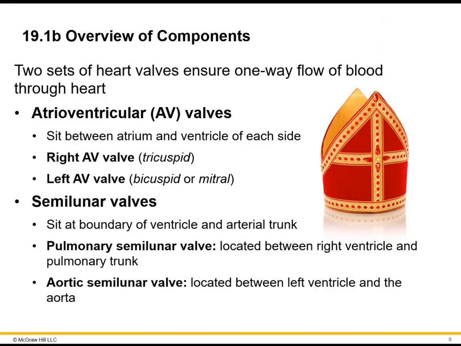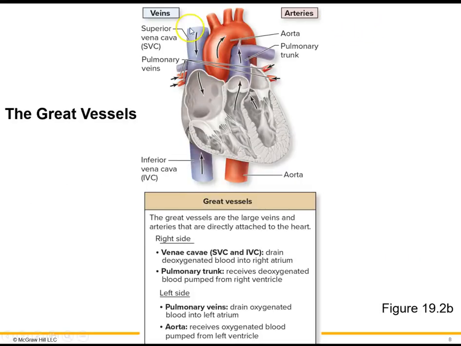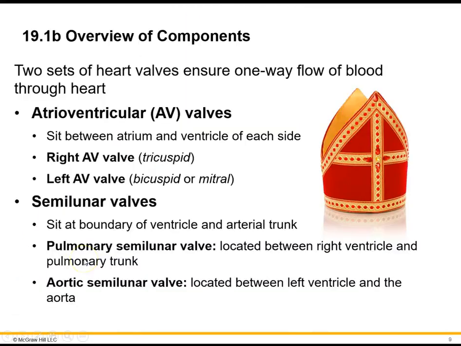Okay, how does the blood flow just one direction through the heart? So you can see here, it's going to come in from the atrium and go into the ventricle. Well, when that ventricle contracts, what makes the blood go through the artery instead of back into the atrium where it came from? Well, the answer to that is heart valves. Heart valves ensure one-way flow of blood through the heart. There's two sets of heart valves. There's the atrioventricular, or AV valves, and then there's the semilunar valves.